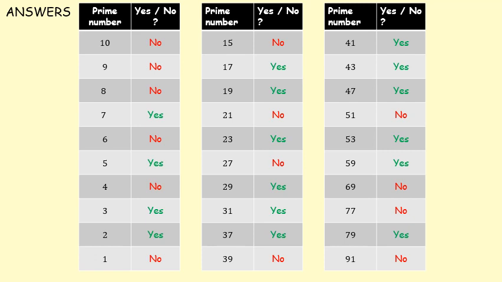Okay, so the answers are 10 is not, 9 is not, 8 is not, 7 is. So 1 and 7 are the only factors of 7. Therefore, we'd say that's a prime number. So this is quite good. If we look down our list, we can see 2 is the only even prime number, and it is the first prime number in our list. No other even numbers after 2 are going to be a prime number because they always have 2 as an additional factor.